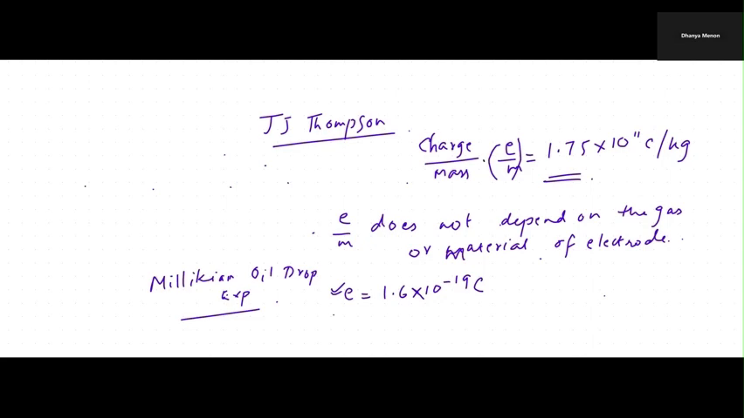Now, if you know both the information, is it possible to find the mass? e by m, you know, it is 1.75 times 10 raised to 11. You know the value of e. You can find out the value of m, right? So the mass of the electron was found to be 9.1 times 10 raised to minus 31 kg. Okay, so these few pieces of information were gathered about the electrons. This was a big breakthrough, and one of the subatomic particles, the electron, was discovered.